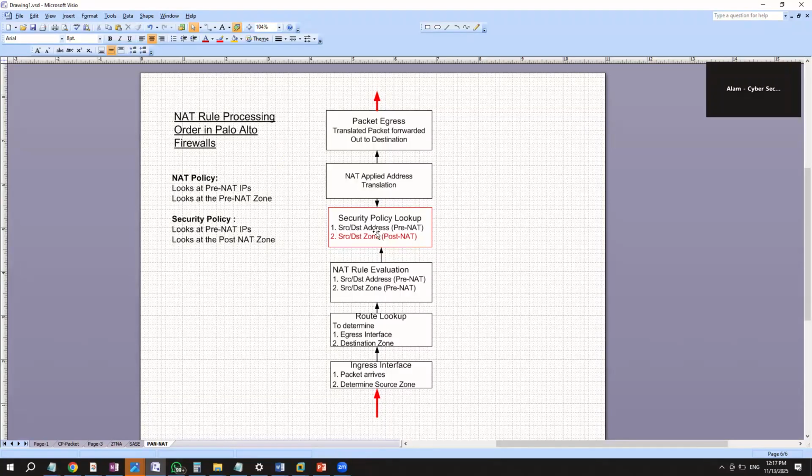And then after this, the actual translation happens. And then the packet leaves the firewall out to the destination.